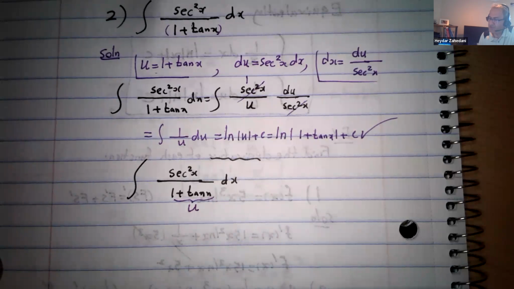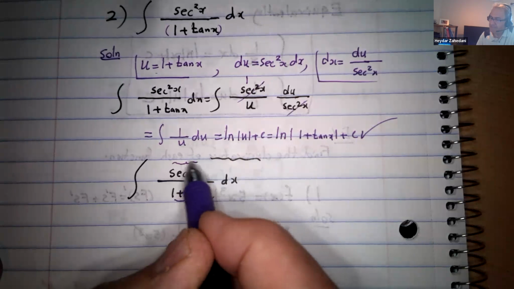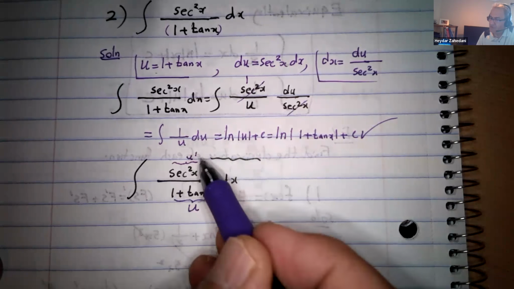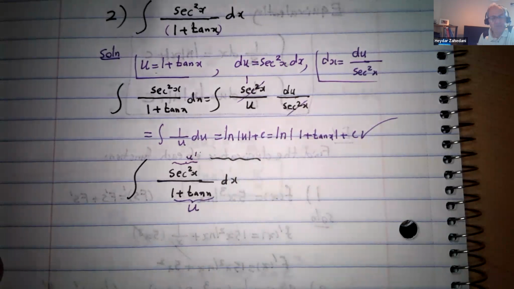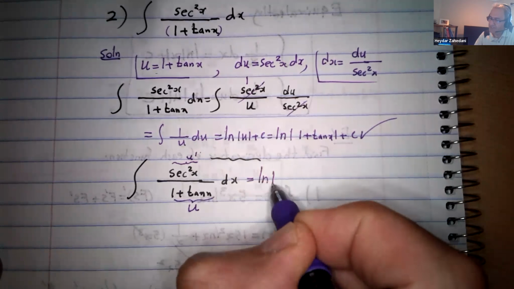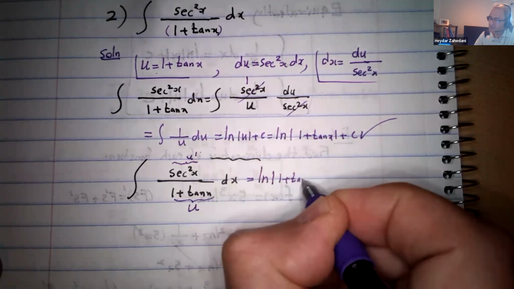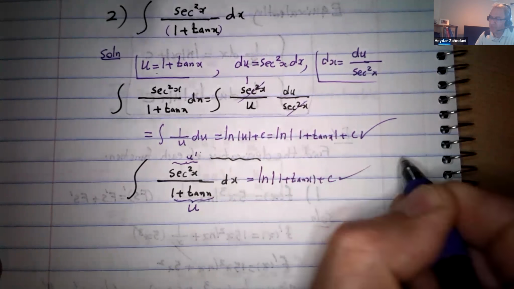You look for the u prime. What's u prime? You have 1, 0. You have a tangent secant square. So u prime is on the top. So it's a u prime over u. U prime over u, the result is ln of the absolute value of u. Absolute value of u would be 1 plus tan x, plus c, and you're done.